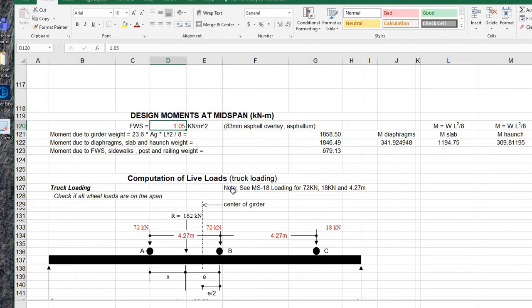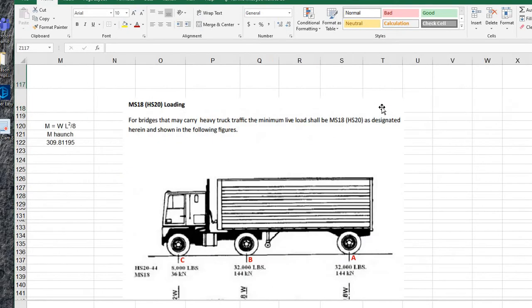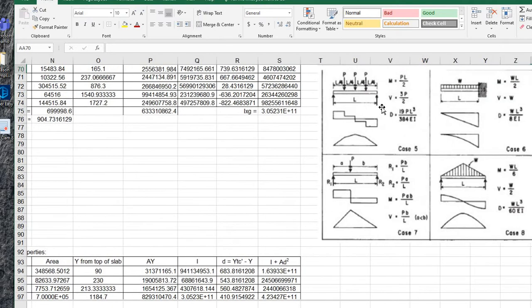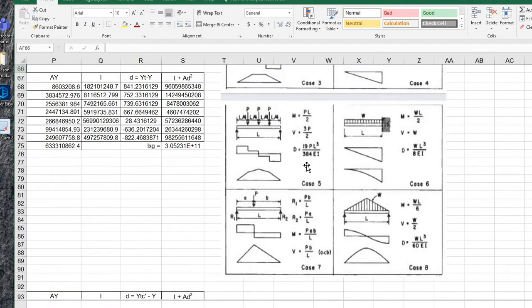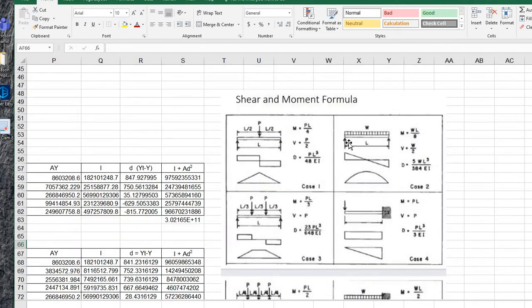Okay, so we will go here later on. And then let's look at the computation of moments based on this figure. So for uniform load, we have WL all over 8. Okay? Wherein W, or that is the uniform load, is kilonewton per meter. And then L is in meter.